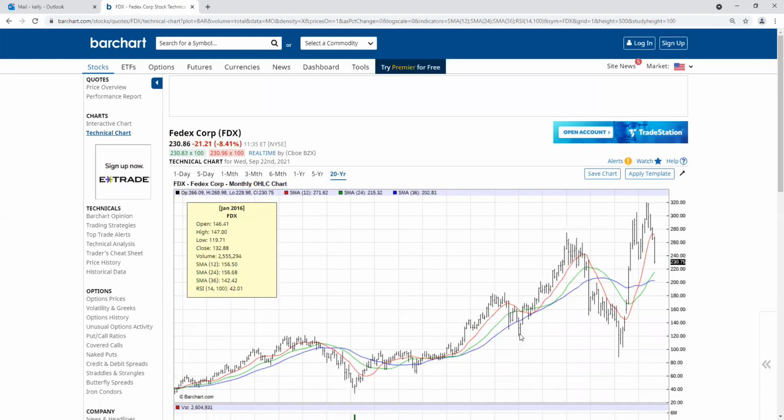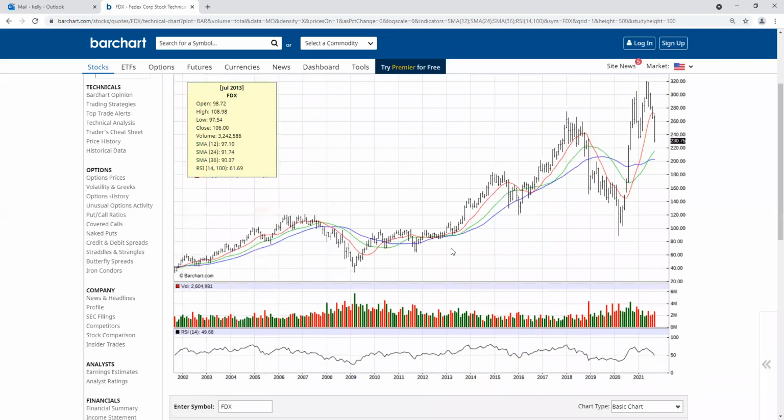So it did violate it once here, but other than that, it was pretty much up and away from 2013 all the way up to here, violated only once. Moving average never dropped though.